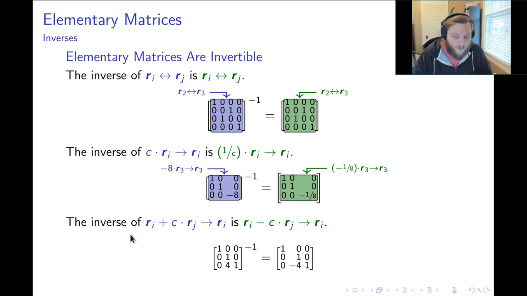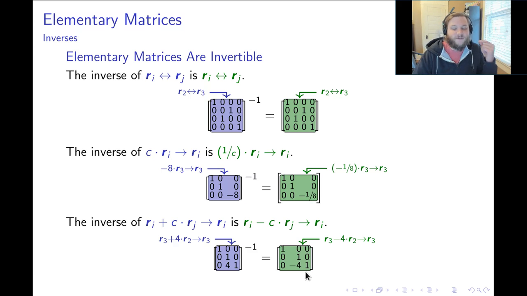Finally, row addition is reversed by row subtraction. So if we want to reverse row I plus c times row j goes to row I, we use row I minus c times row j goes to row I. So in this example here, we're starting with the elementary matrix that's 3 by 3, obtained by adding 4 times row 2 to row 3. This matrix is invertible, and to find the inverse, all we need to do is construct the elementary matrix obtained by taking row 3 and subtracting 4 times row 2. So we can always invert elementary matrices, and the effort is minimal.